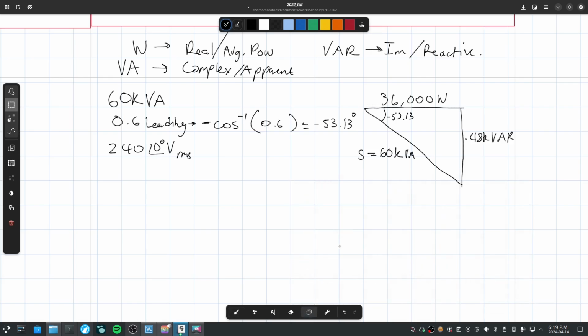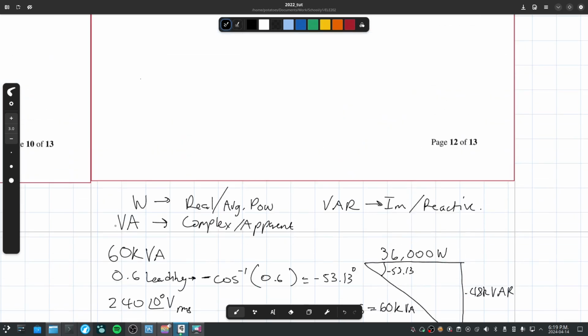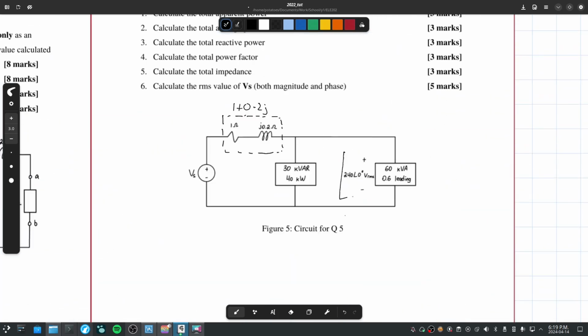You can also just do it. It's a triangle, right? You can just use trigonometry to solve it. But your calculator does it automatically for you. Why go through the effort? So, this is our power triangle for our first question, or the first block here. Now, how about the second block?